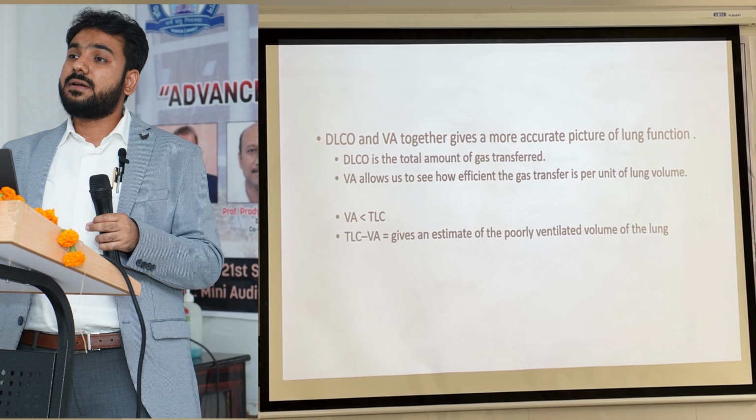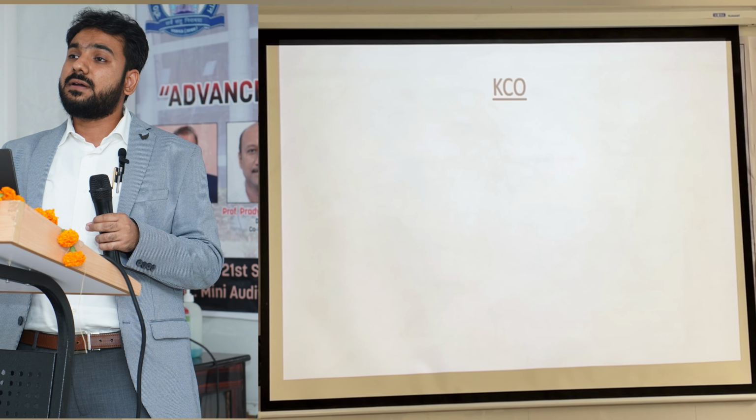Now, if we subtract VA from TLC, that we measure, it gives an estimate of the poorly ventilated lung. It's easy to understand because I have already stressed that only that part that is actively involved in ventilation or diffusion is getting measured by the helium dilution technique, and TLC measures the whole volume that is present, whether it is actively involved in diffusion or not. So a subtraction value of TLC minus VA is giving us an estimate of poorly ventilated volume of the lung. Now let's talk about KCO.